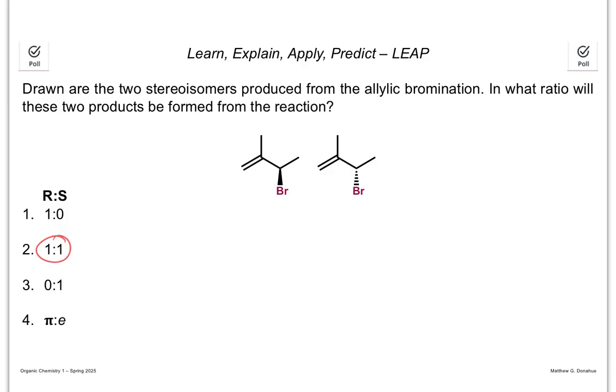So let me ask another question. So say you were able to isolate these two from the rest of the other. You put it in the polarimeter and measure the optical rotation. What would that be? 0. It's going to be 0.